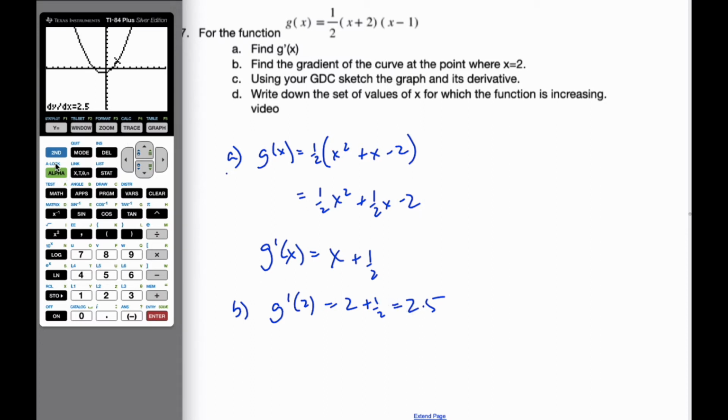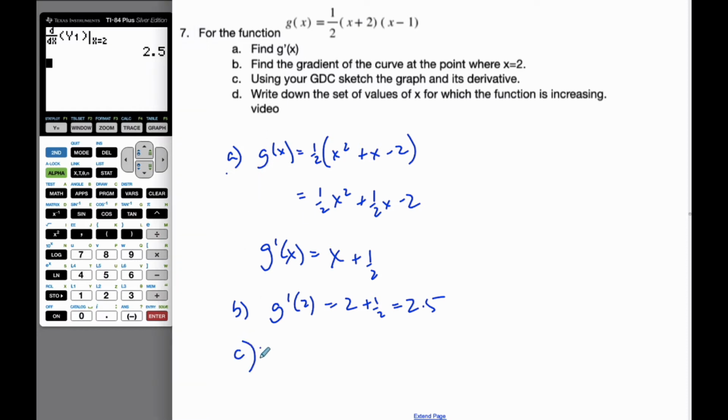The other way I could do it, if I quit this, if I go to math number 8, I'm going to do the derivative with respect to x. I have y1 in here, and I want to find the derivative at 2. And again, I get 2.5. So there's lots of ways we can find the derivative with our calculator.